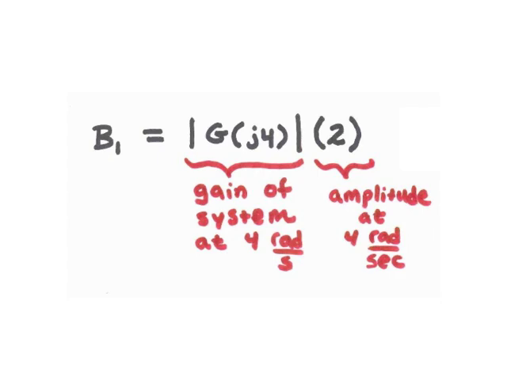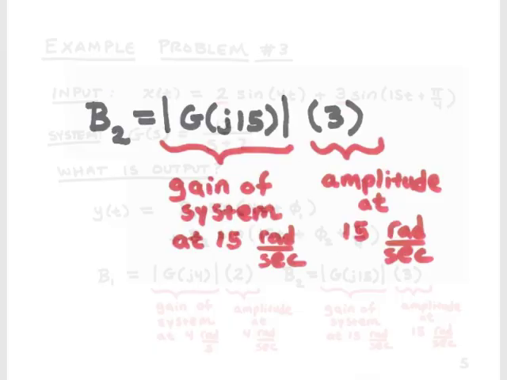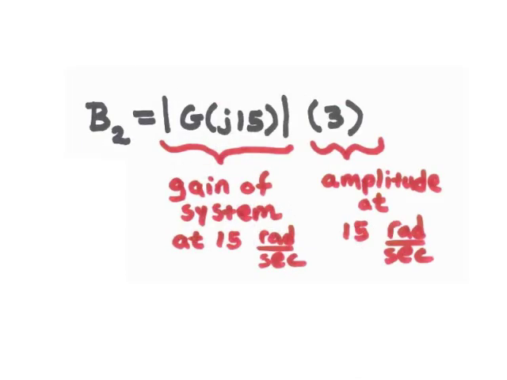The amplitude of the input at 4 radians per second is 2. The magnitude of the transfer function is the absolute value of the complex number g of j4. We can determine b2 in a similar fashion. We'll take the amplitude of the 15 radian per second input and then multiply it by the gain of the system at 15 radians per second, that gain being the absolute value of g evaluated at j15.